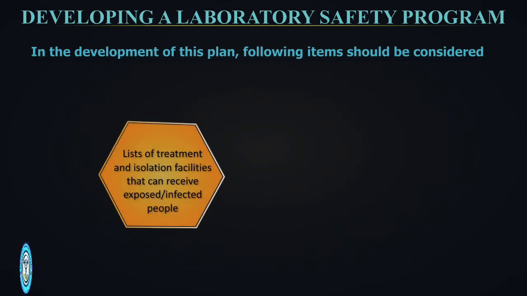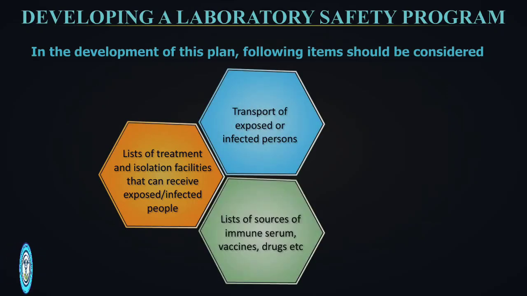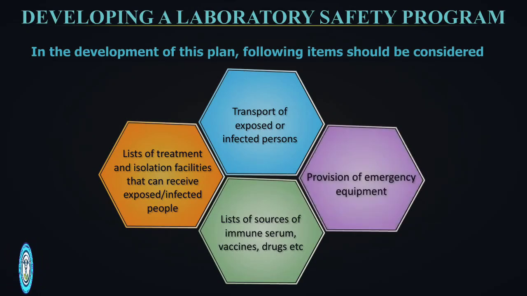lists of treatment and isolation facilities that can receive exposed or infected people, transport of exposed or infected persons, lists of sources of immune serum, vaccines, drugs, etc. Provision of emergency equipment, for example, PPE, disinfectants, chemical and biological spill kits, decontamination equipment, and supplies.